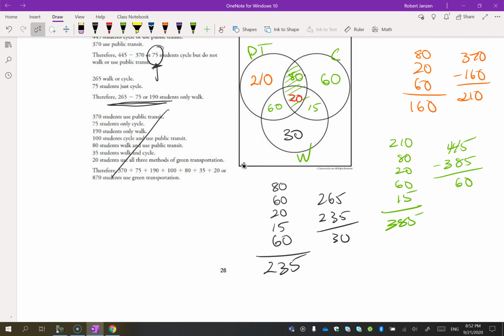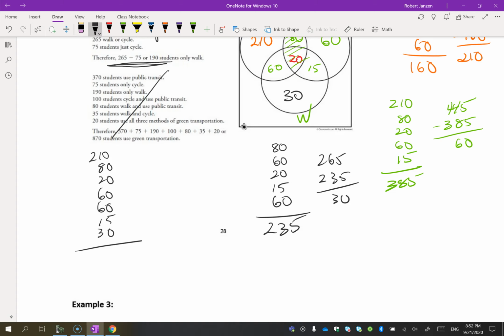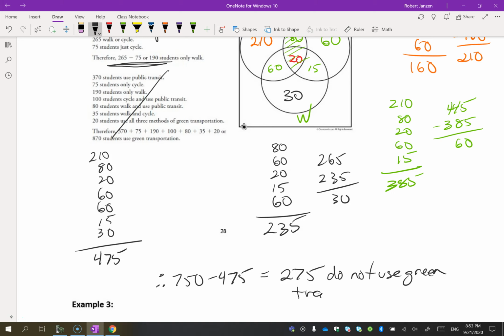Instead, let's take a look at our conclusion. How many use green transportation? Well, we can add 210, 80, 20, 60, 60, 15, and 30. Alright, that gives us 310, 430, 460, 475. Out of the 750. So therefore, what do we have? 275 do not use green transportation.